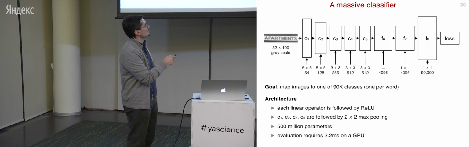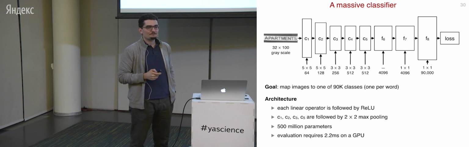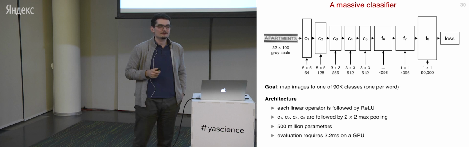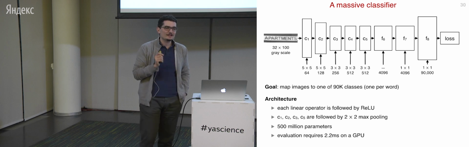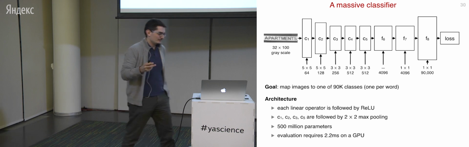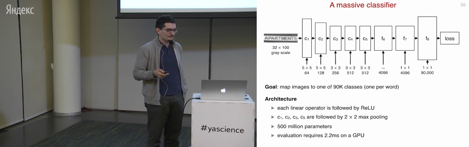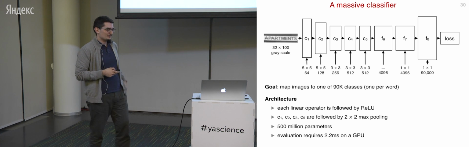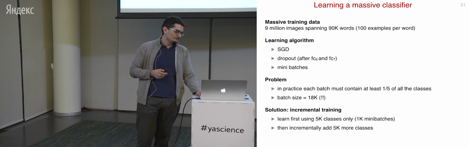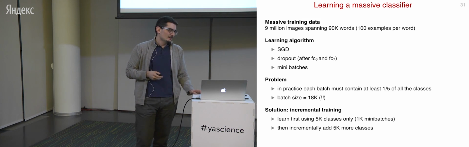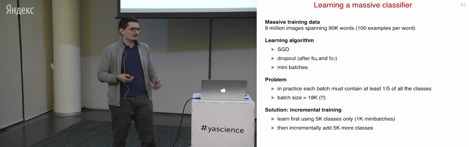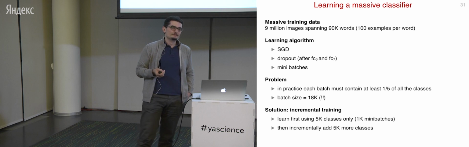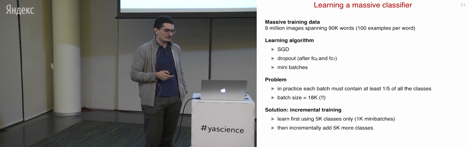And then eventually we apply a classifier on it. And this classifier has to decide which out of 90K possible words this is. So this is a very large classifier. But we don't care. We just train it blindly, and we hope for the best. Now, this guy has 500 million parameters, so we're going to need to do something about that. So how do we train it? Well, first of all, we're going to need lots of training data. We want to train 90K classes, and we want at least 100 examples for each word. So we're going to need 9 million examples.